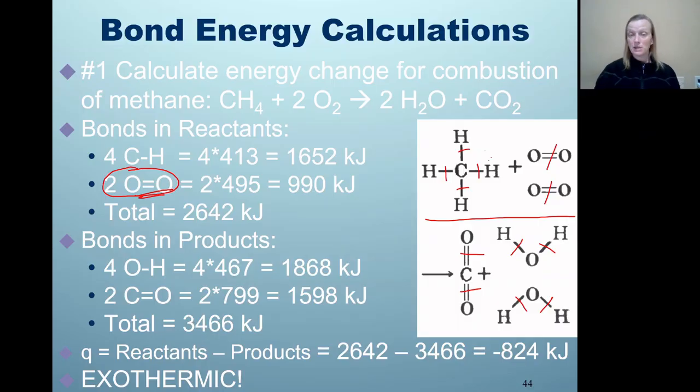And this is a good check to make sure that you've done the calculations correctly, because this is a combustion reaction. I'm expecting it to be exothermic. And so just confirming that is an indication that I've hopefully done this correctly.